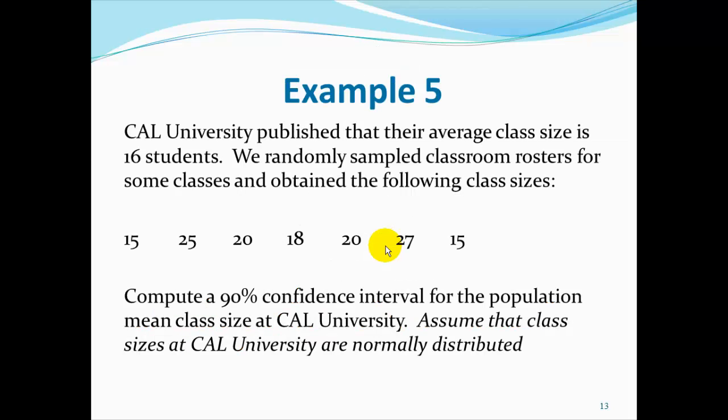Example 5. Cal University published that their average class size is 16 students. We randomly sampled classroom rosters for some classes and obtained the following class sizes. Compute a 90% confidence interval for the population mean size at Cal University. Assume that class sizes at Cal University are normally distributed.